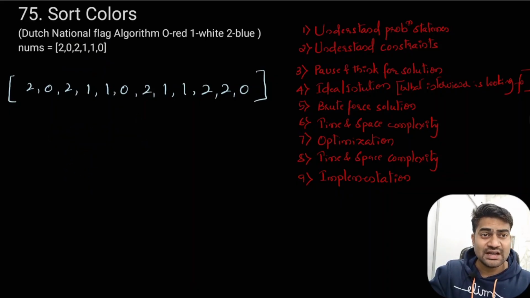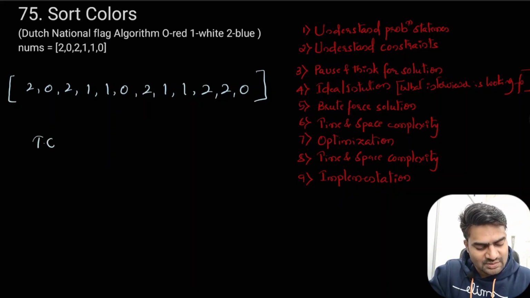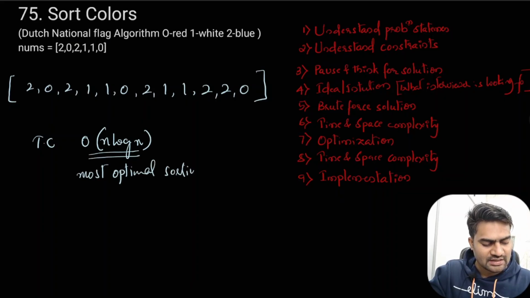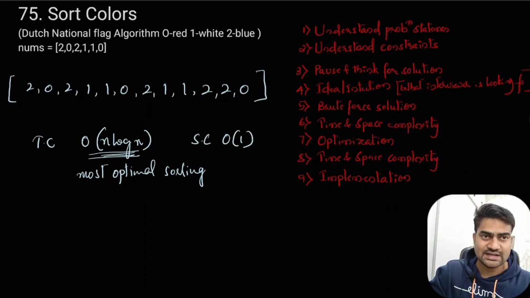Correct, right? But that is going to be an extremely naive solution and its time complexity will be of order n log n. Why? Because even if we use the most optimal sorting technique like merge sort, then in that case also it will be n log n time complexity. And maybe space complexity would be order of 1. So if you see, this is a little bit costly. So we need to optimize this particular solution.